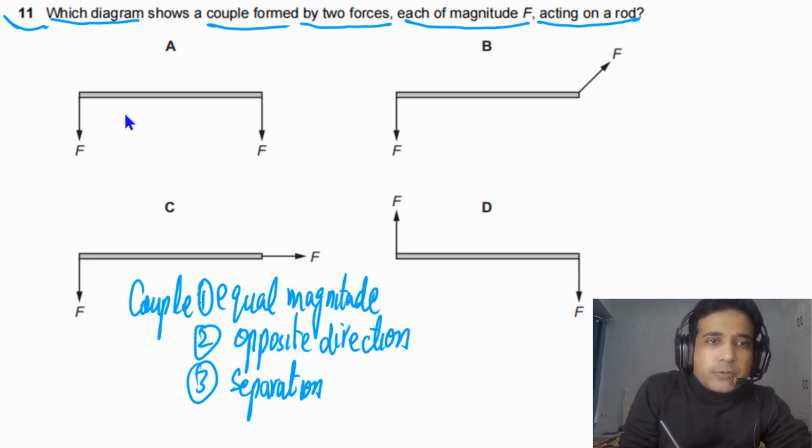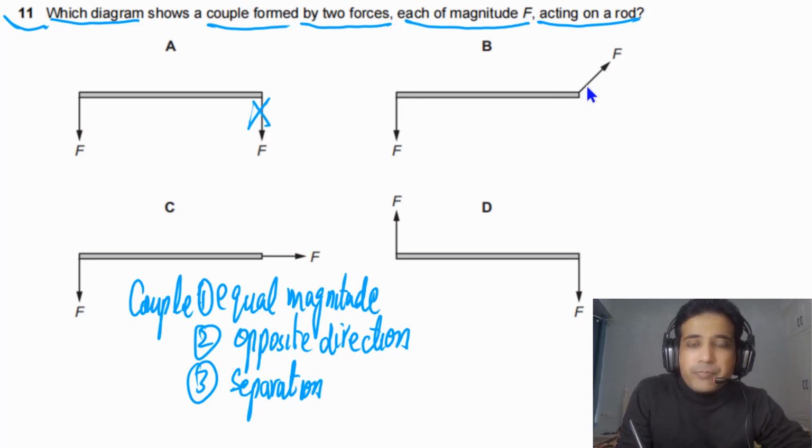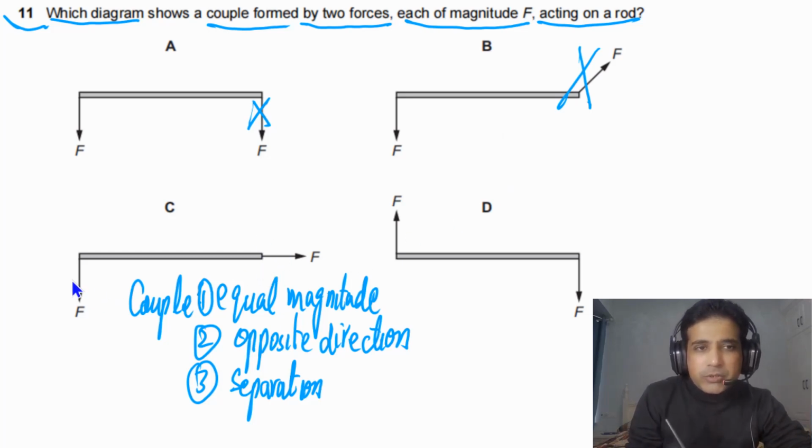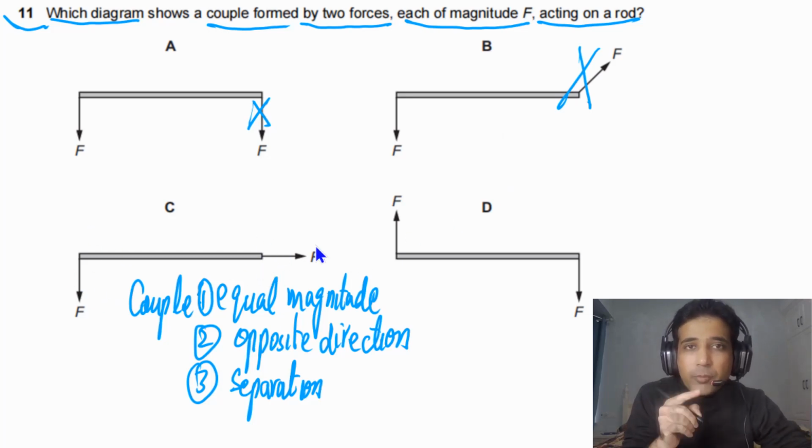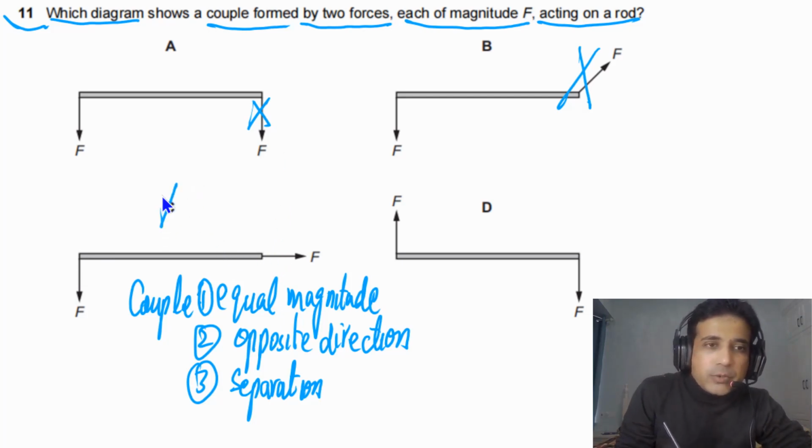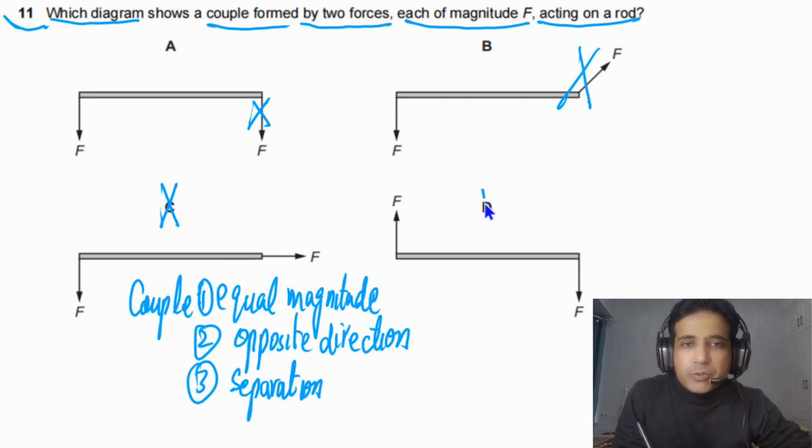The first one is not possible because the forces are acting in the same direction. This one is not possible because the forces are not in opposite directions, because this force is at an angle, so they are not in opposite directions. This is also not possible because the forces are not in opposite directions and there is no separation between the lines of action of the forces. So this one is the answer.